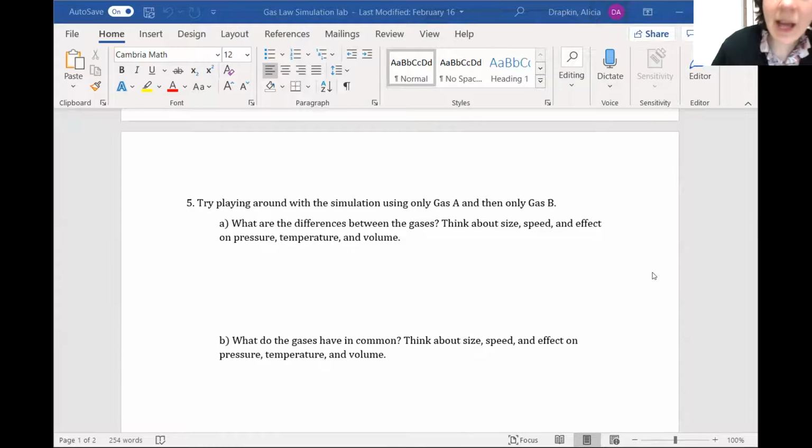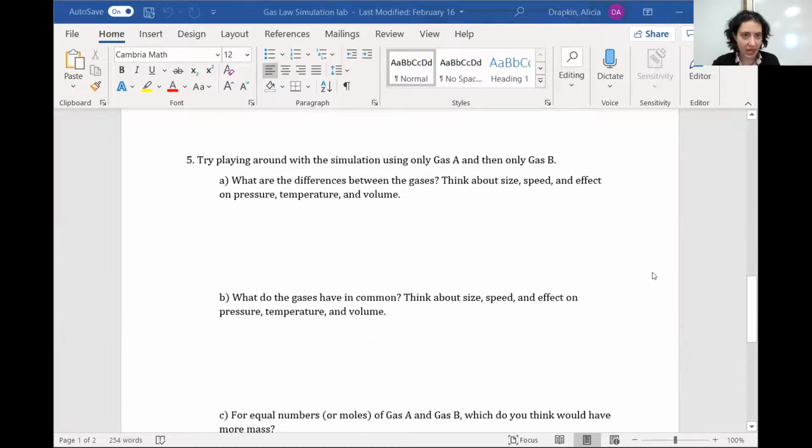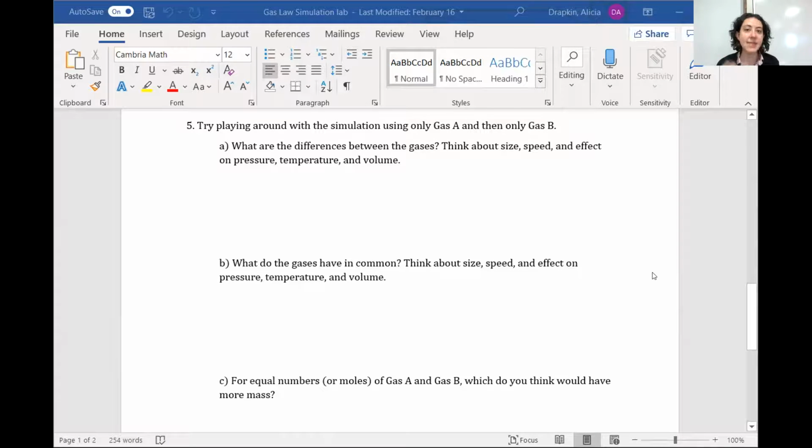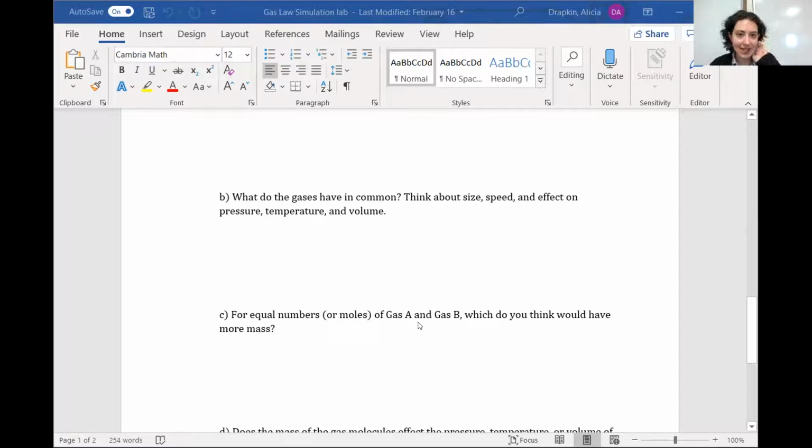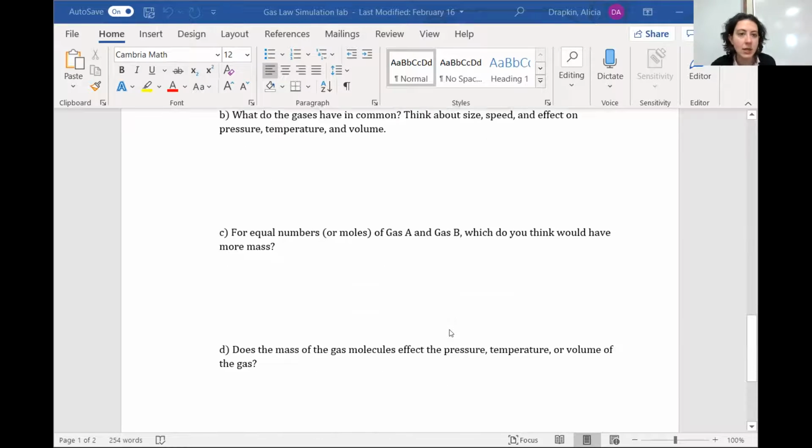Okay, so we're going to ask questions about A and B. What are the differences between the gases? Think about size and speed, effect on pressure, temperature, and volume, all of that. What do the gases have in common? Again, think about size and speed and effect on pressure, temperature, and volume. And for equal numbers or moles of gas A and B, which do you think would have more mass? If we actually put these on a scale, which one would weigh more, if you have the exact same number of them?